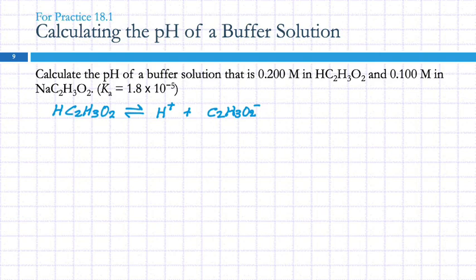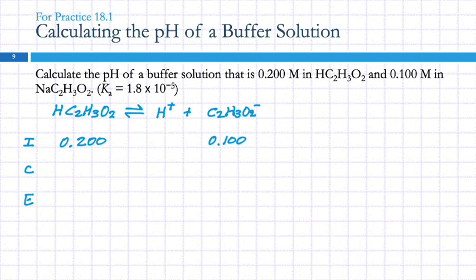This is an equilibrium. We have an equilibrium constant. We're going to make an ice table. Oh, big surprise. Yeah, they're in this chapter too. So this is the initial concentration of acetic acid. So that's 0.200. NaC2H3O2. What does that separate into in solution? Sodium ions and acetate ions, right? It separates completely. So if it's 0.1 molar sodium acetate, that means that the acetate concentration would be 0.1 molar.